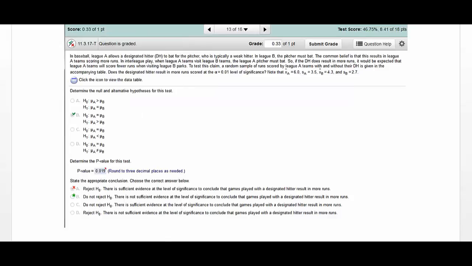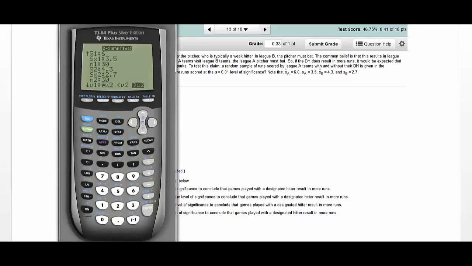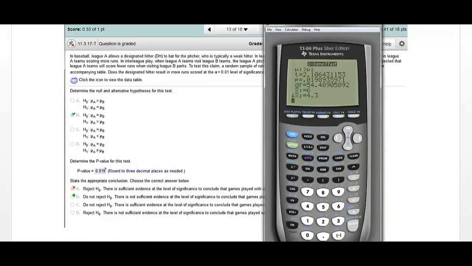Let's see, are we given some sort of direction in this? Does the designated hitter result in more scored runs? Okay, so A came from the designated hitter, so I expect A to be larger than B, so that would be greater than, which is already highlighted, and then I just want to hit calculate. Okay, and it wants the first 3 decimal places, so 0.019 is what I'm getting. That actually should round up to 0.02, but alright, whatever, it's close enough.